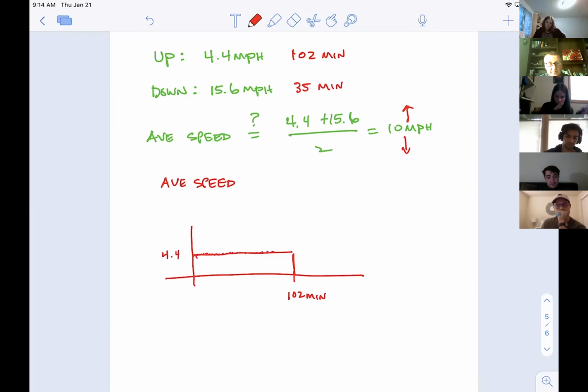And then I turn around and suddenly I'm flying 4 times faster. So I'll try to draw that roughly to average, but then I'm only doing it for a third as long. So that'd be 35 minutes added on to 102. So that gets me up to 137. So this is 35 minutes and that's 102 minutes.